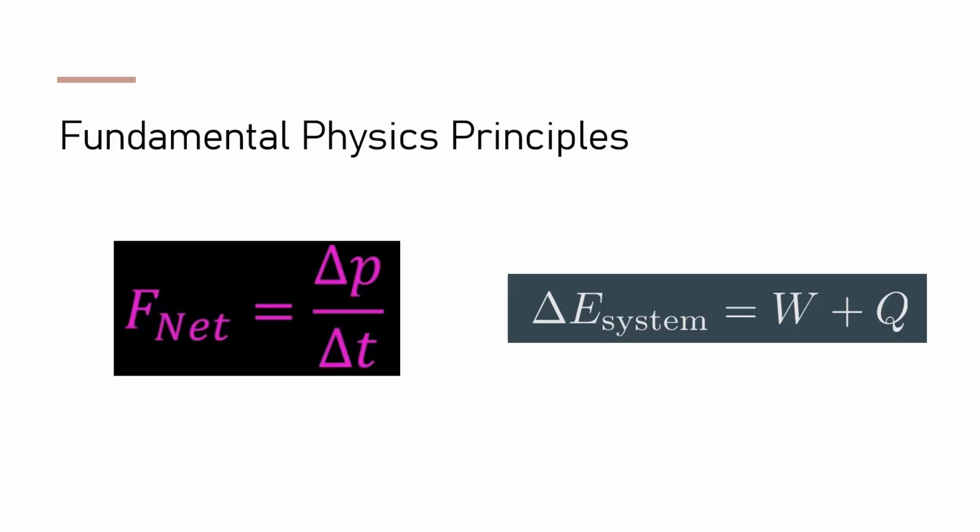There are two fundamental physics principles in this lab: Newton's second law and the energy principle. The first, Newton's second law, relates the net force on an object to its change in momentum. This can be seen by this equation here on the left. In the case of this lab, as we see the different forces act on an object, we will see a change in momentum and also velocity because of it.